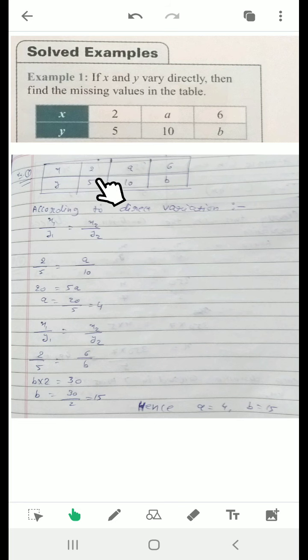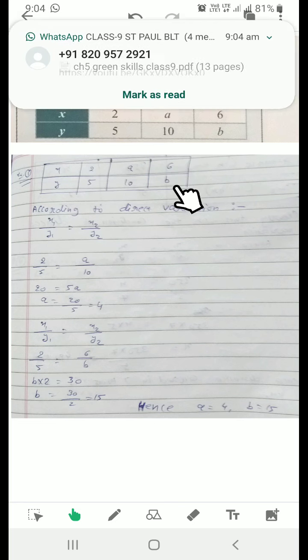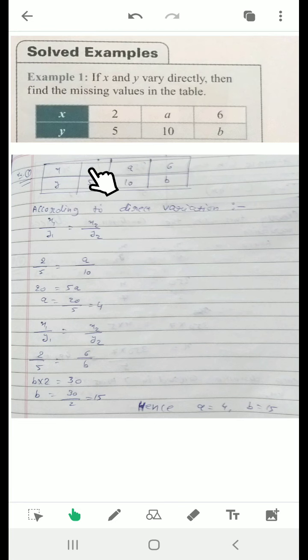So this is x1, this is y1, this is x2, this is y2. So now x1 upon y1 equals x2 upon y2. According to that, 2 upon 5 is equal to 6 upon b. Again cross multiply and you will get your solution. B equals 15. So the final solutions are A equals 4 and B equals 15.